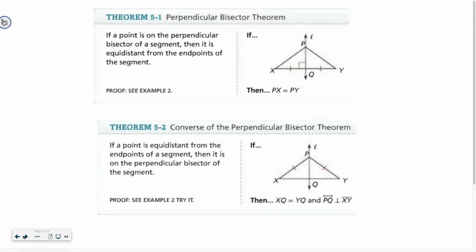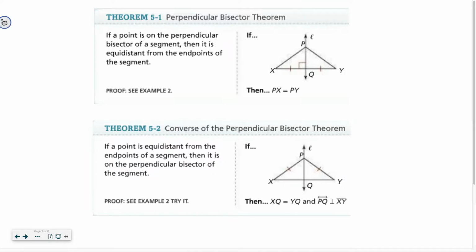All right, so let's talk about the perpendicular bisector theorem. Theorem 5.1 is if a point is on the perpendicular bisector of a segment, then it is equidistant. That means equal distance, okay? Equidistant from the endpoints of the segment. That means that this point right here is the same distance from x as it is from y. And if that's true, that means that PX is equal to PY.